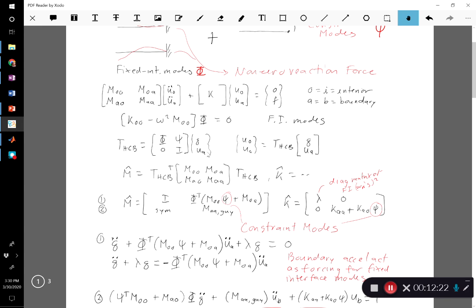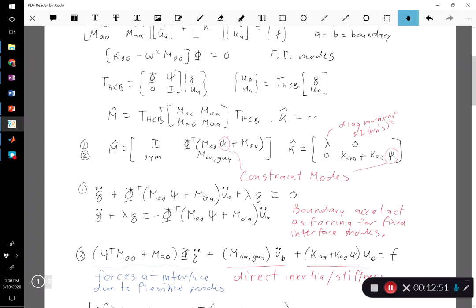So once we have that transformation, we use that to relate the original coordinates to this reduced set. And to accomplish that, we plug in, and our reduced mass matrix becomes T_HCB transpose times the mass matrix times T_HCB, and we'd have the same thing for the stiffness matrix.